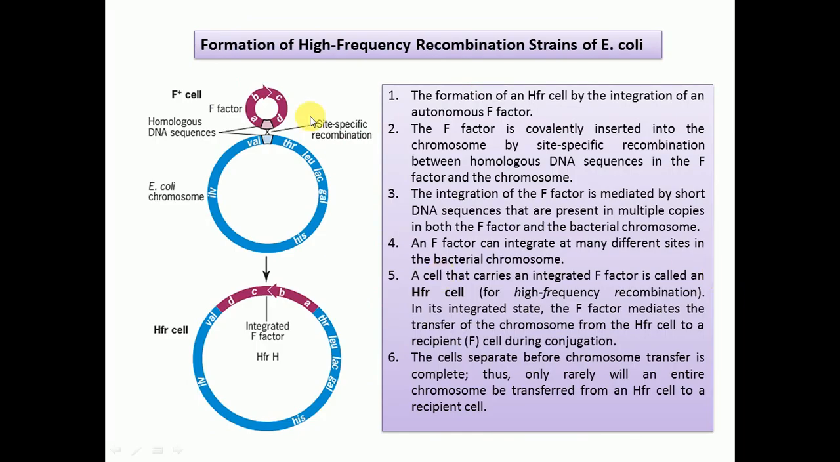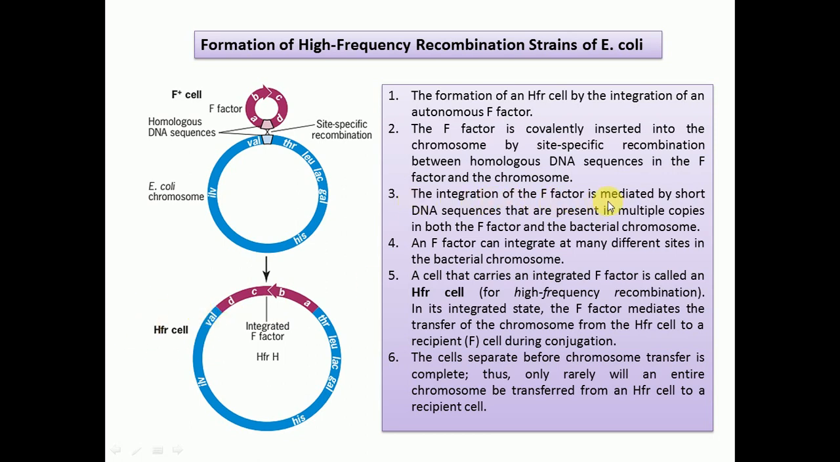Now we will discuss the formation of the high frequency recombinant strain of E. coli. This is the diagram of the formation of HFR, and here the F factor is covalently inserted into the chromosome by site specific recombination between the homologous DNA sequences in the F factor and the chromosome. This is the F factor containing A, B, C, D genes, and this is the bacterial chromosome in E. coli. If they find some homologous sites, they undergo homologous recombination, and as a result this F factor will be integrated into the bacterial chromosome, which forms the HFR cell.